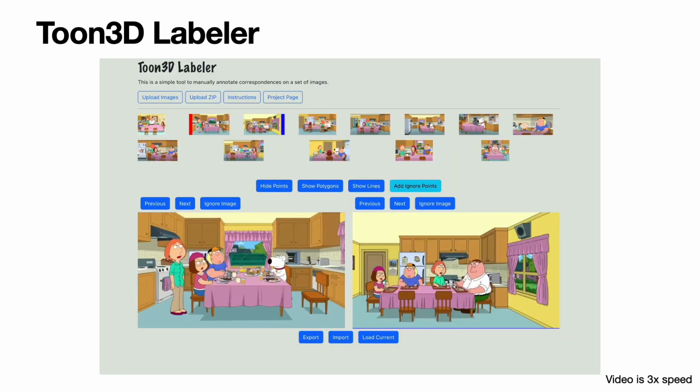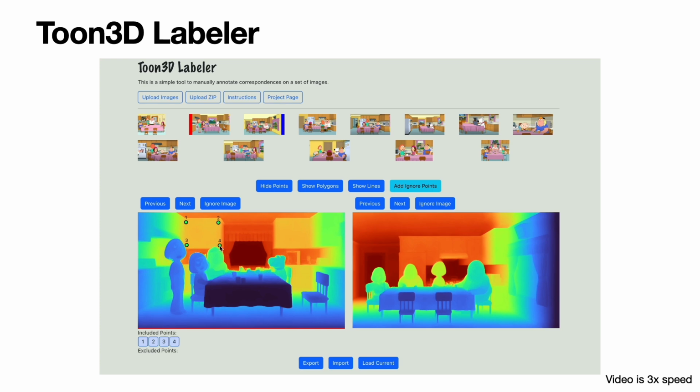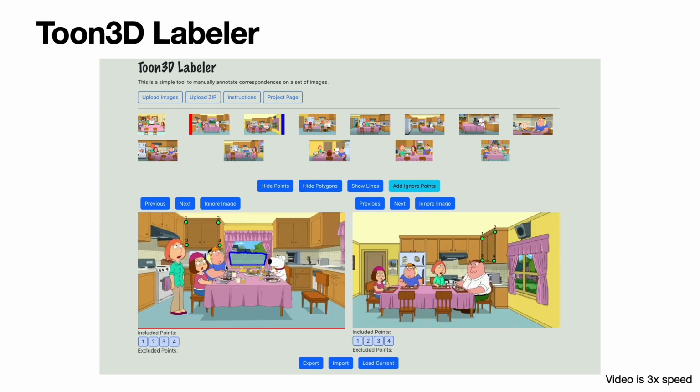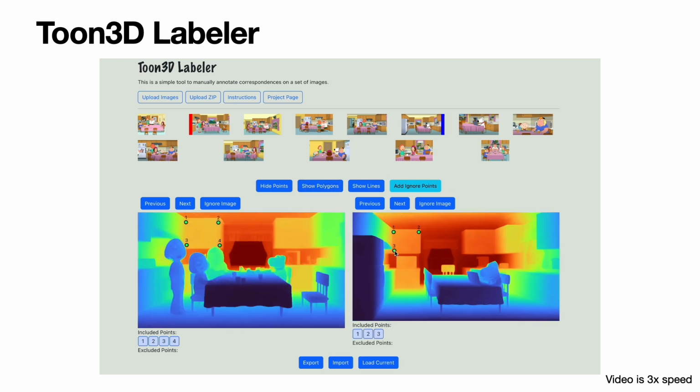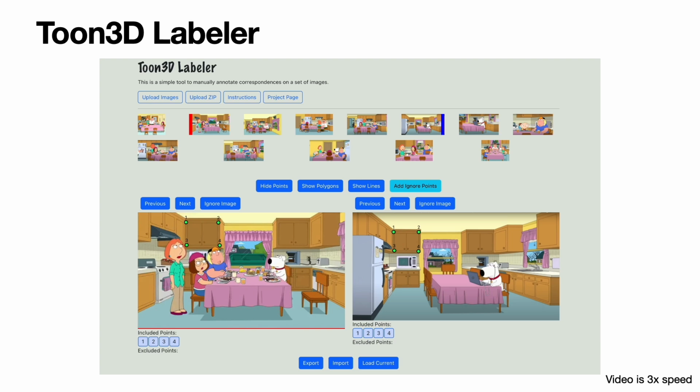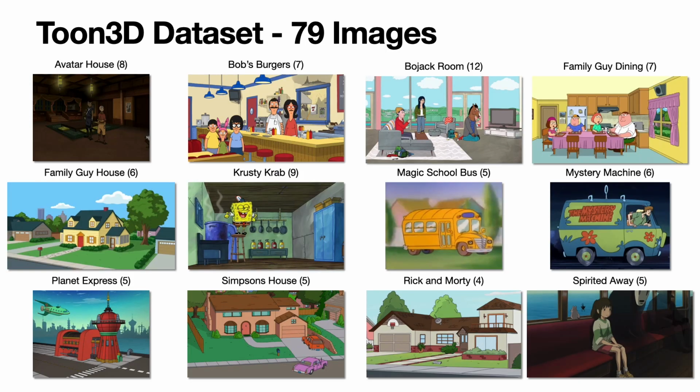Here is our labeler in action. We can add points, check the depth maps, and remove objects. The labeler is a website for easy use and no installation. We visualize images side by side and it's easy to switch images with arrow keys or clicking the image icons at the top. We labeled 12 cartoon scenes to create a dataset with 79 images total. The labeler and our dataset will be released.